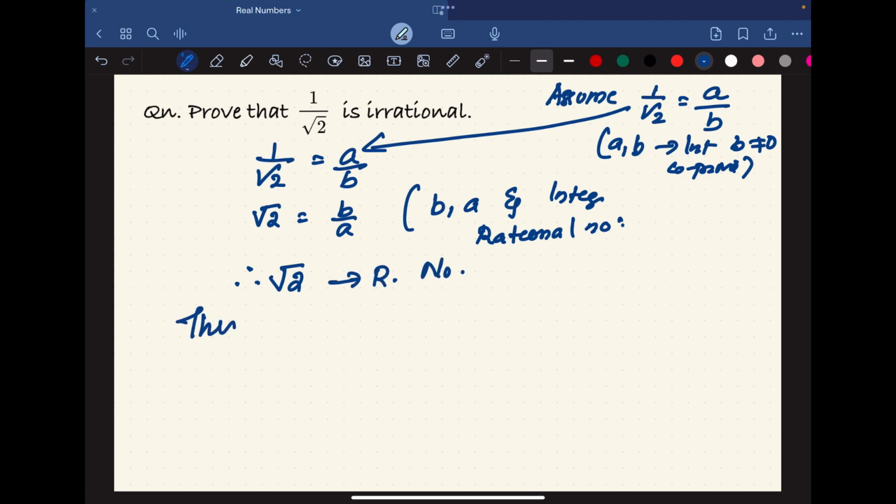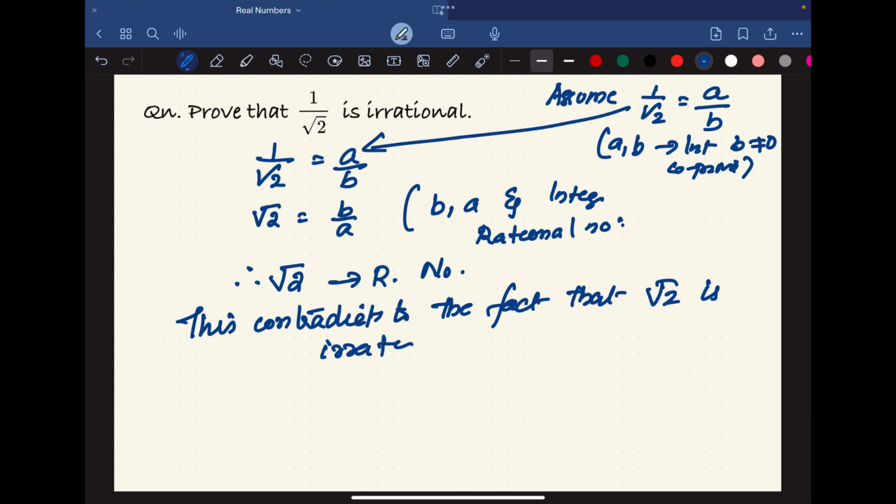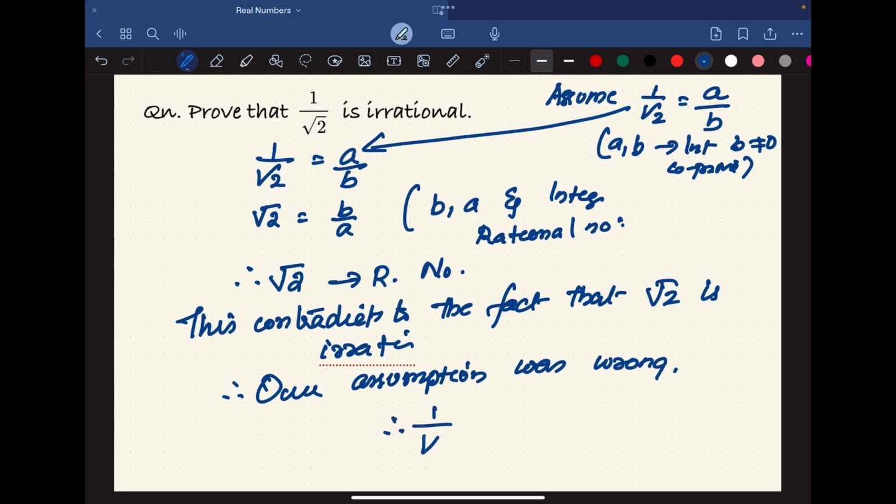This contradicts the fact that root 2 is irrational. Therefore, our assumption was what? Wrong. Therefore, our assumption was wrong, and we can conclude that 1 by root 2 is irrational. I hope it is very clear to you. Thank you.